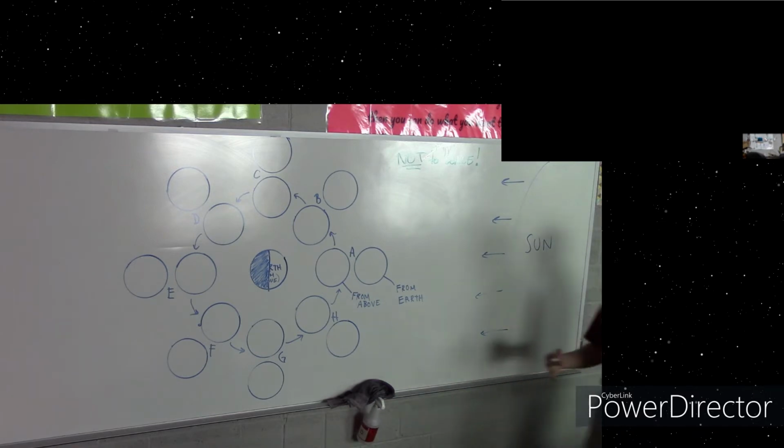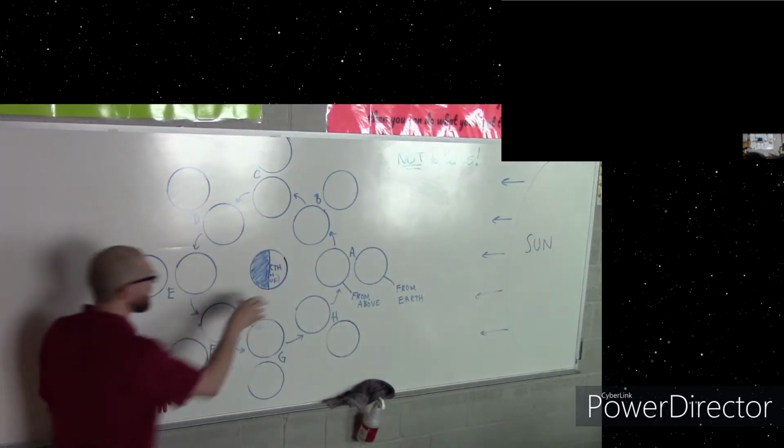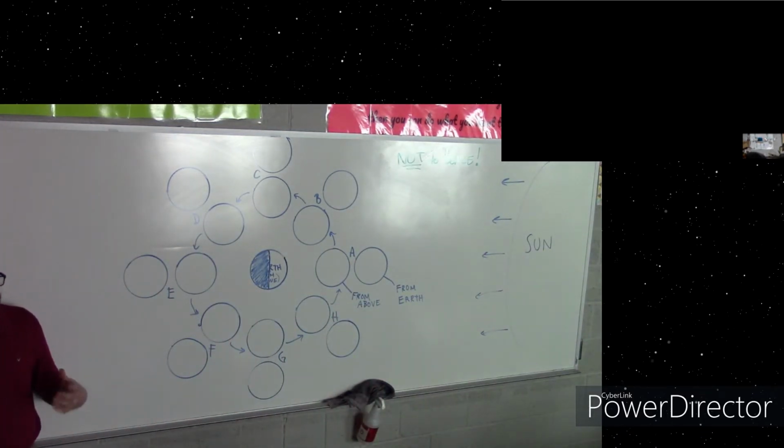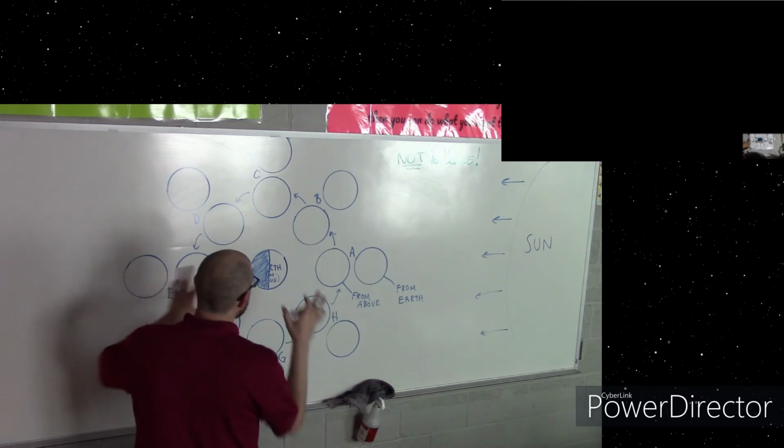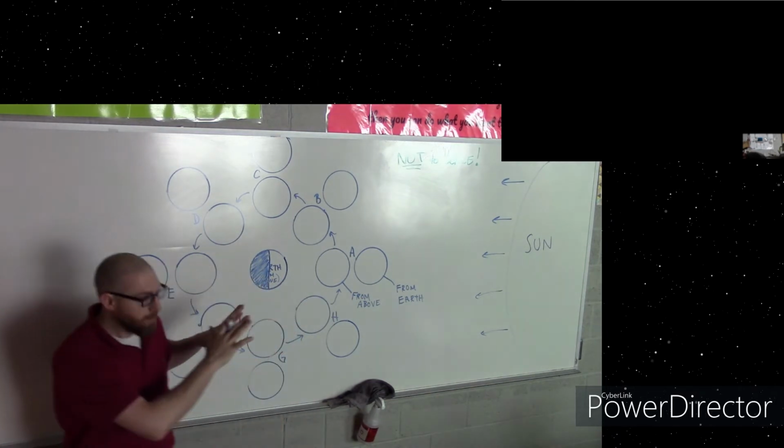Alright, so again, any sphere in space is going to be halfway illuminated. So as we're working through this, try to remember we're looking at a three-dimensional system and we're trying to draw it in two dimensions. Okay?